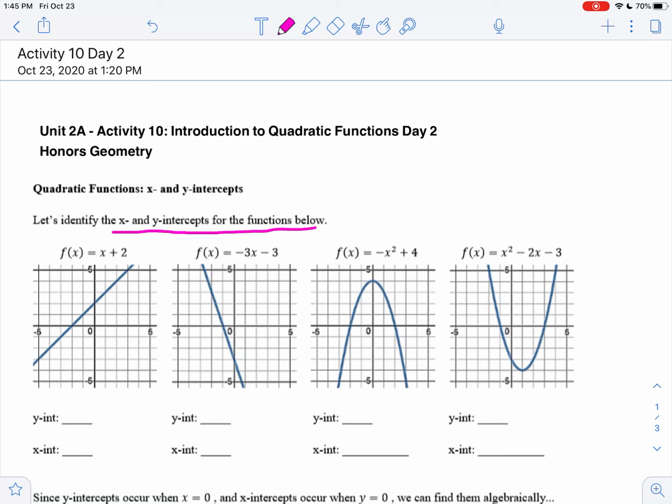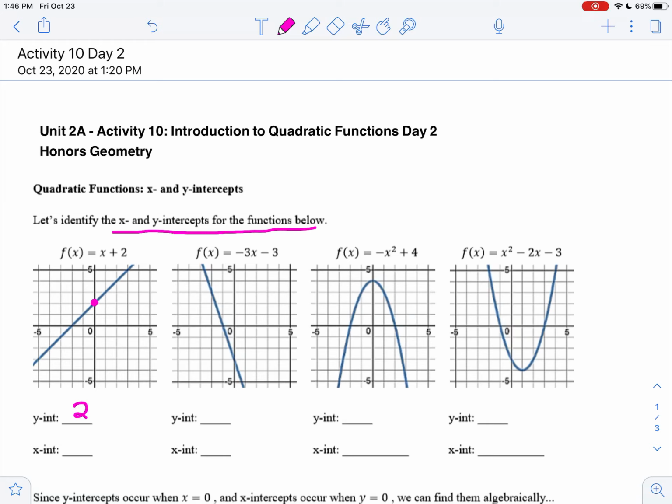So we want to start by identifying both the x and y intercepts. So remember, an x-intercept is the place where the graph crosses the x-axis. The y-intercept is the place where the graph crosses the y-axis. So we have a couple linears and then we have a couple of quadratics. So linears should be reviewed to us.